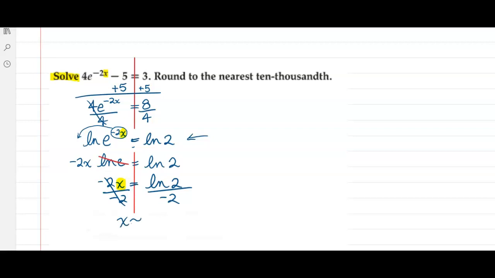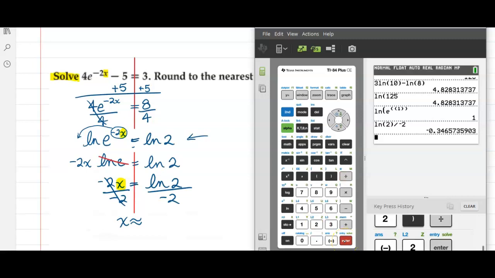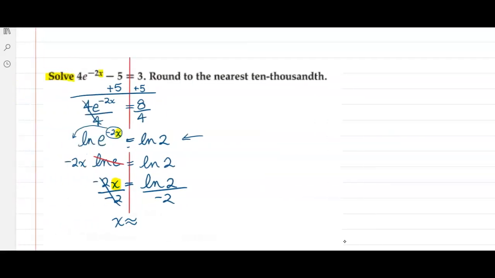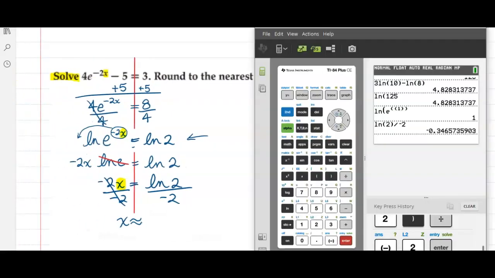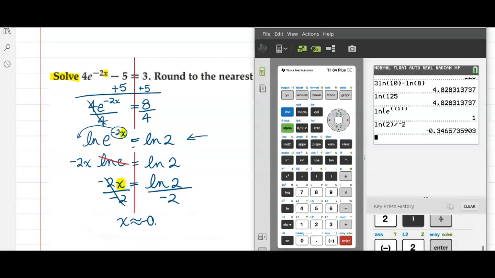So now I end up with x is approximately, using our calculator, the natural log of 2 divided by -2, which is approximately, to the nearest 10,000th, -0.3466.